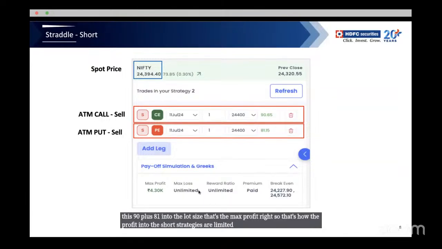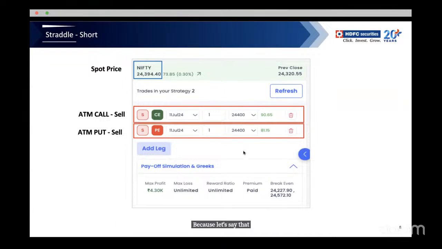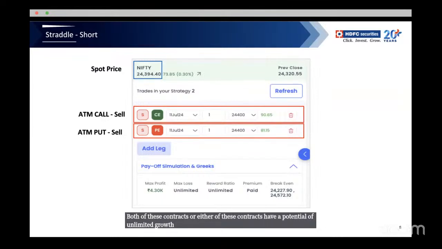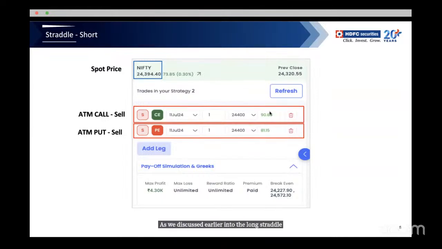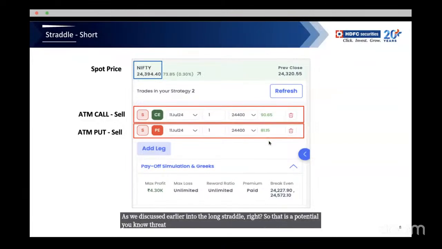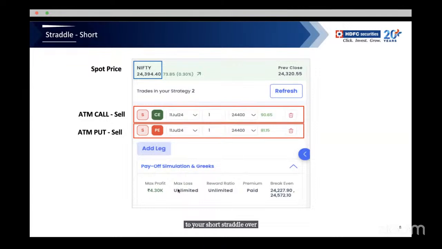Okay, now why is the loss unlimited? Because let's say that your analysis was wrong, okay, and this does not stay in a range bound zone, and there is a very big either side move. It can be either side. So both of these contracts, or either of these contracts, have a potential of unlimited growth, as we discussed earlier in the long straddle, right? So that is a potential threat to your short straddle over here, giving you unlimited loss.